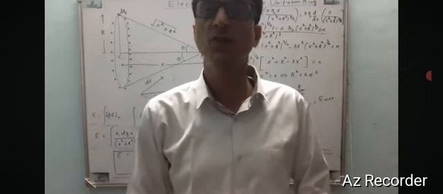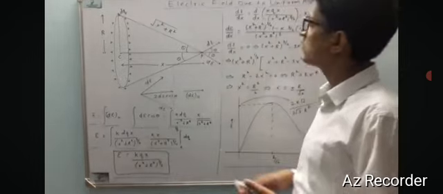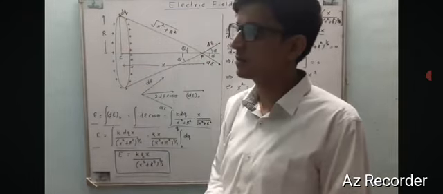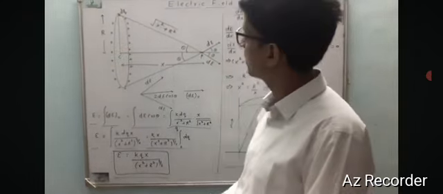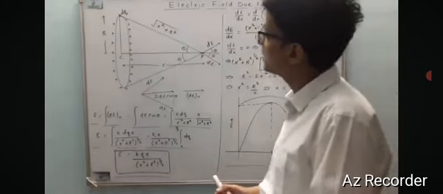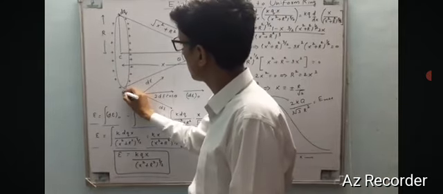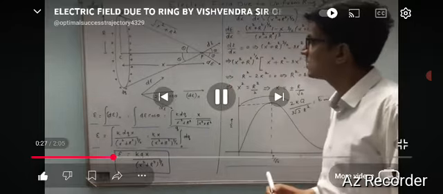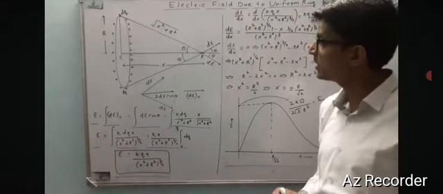मैं डिस्कस करूंगा आपसे आज इलेक्ट्रिक फील्ड ड्यू टू अ रिंग. Suppose we have a uniform ring, so the charge is distributed over the entire circumference of the ring. So I take an element dq here, and let us calculate the electric field at a point on the axis of the ring and at a distance of x from the center.